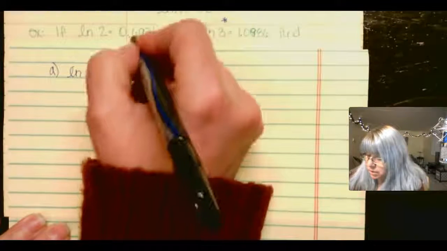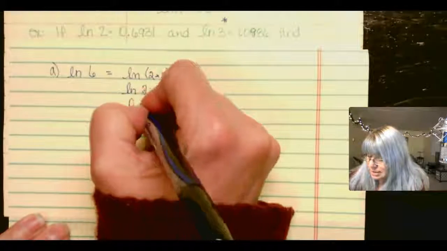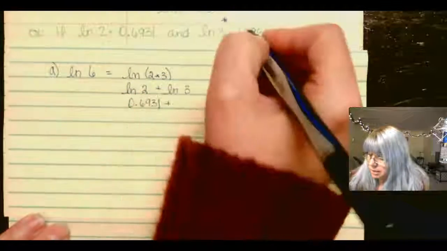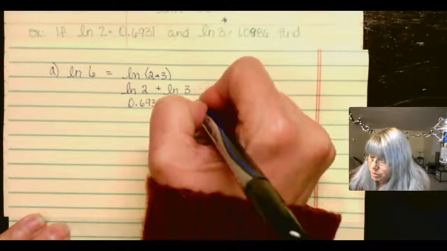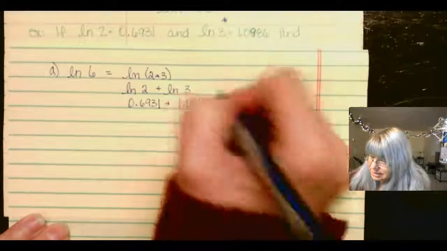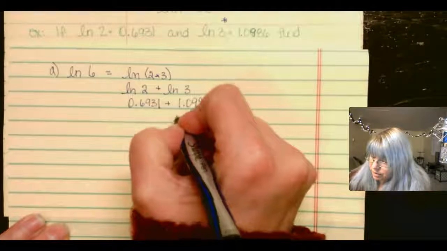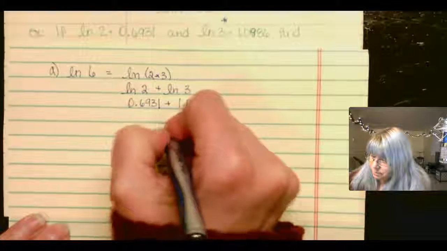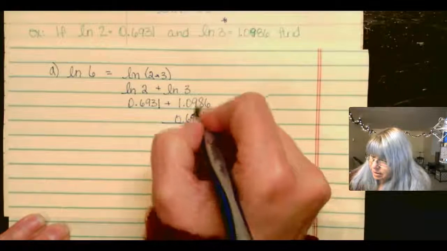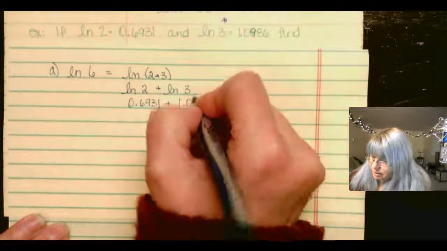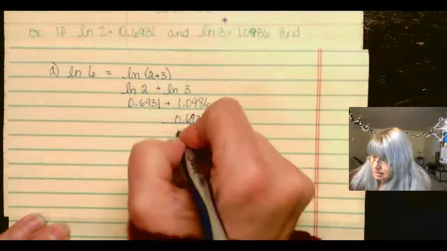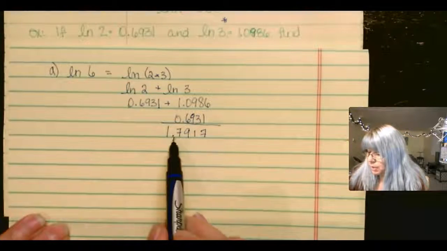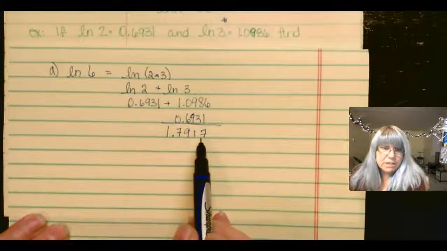Okay, the ln of 2 I'm given as 0.6931. The ln of 3 I'm given as 1.0986. I'm going to add those two together. So the ln of 6 is 1.7917, if I did my math correctly.